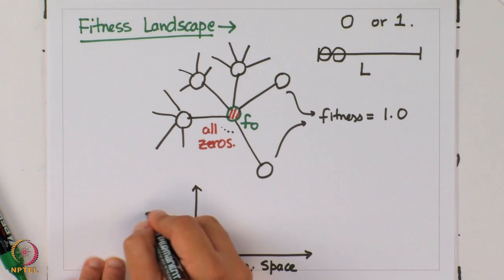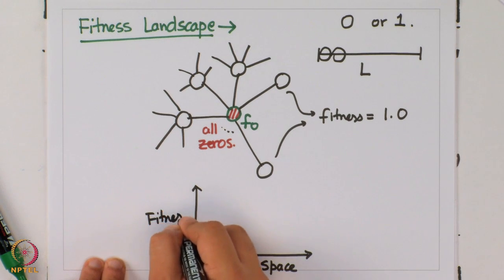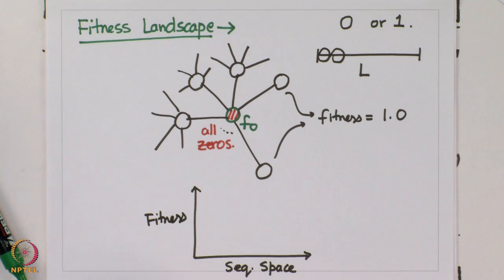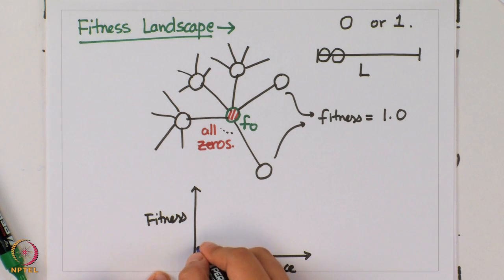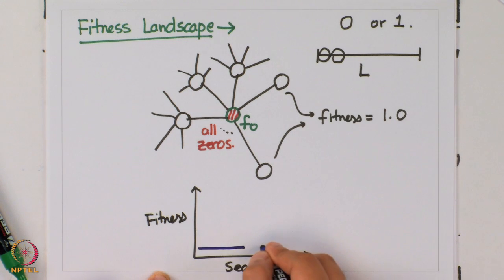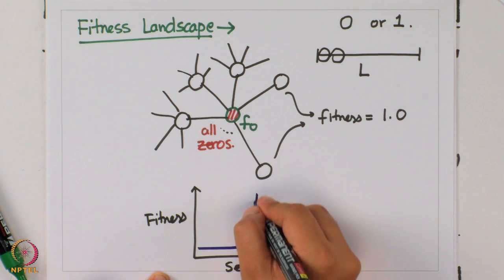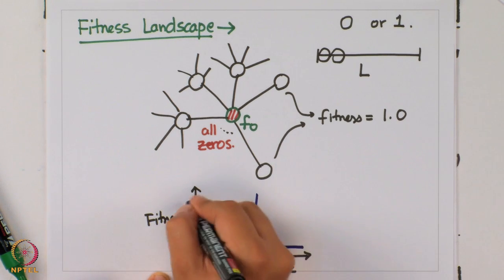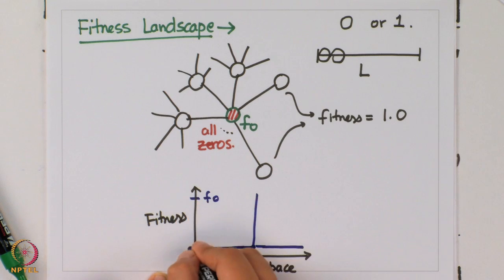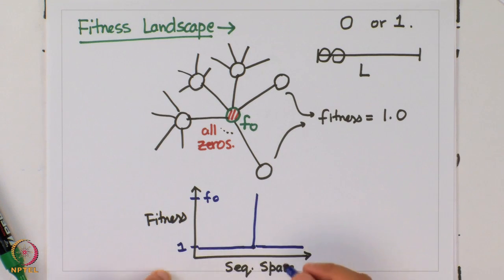Sequence space and fitness. Just for the sake of simplicity, we can just say that everything has a fitness equal to 1, but there is this one node which has a fitness equal to f naught. All right. So, now if we have this, what is the probability that when a sequence, any one of these sequences replicates, the progeny is the exact sequence as the parent DNA?